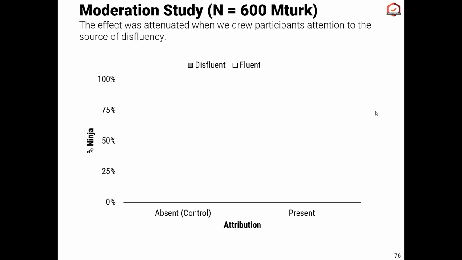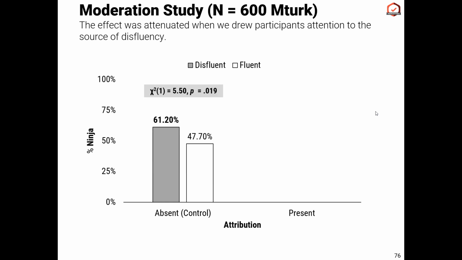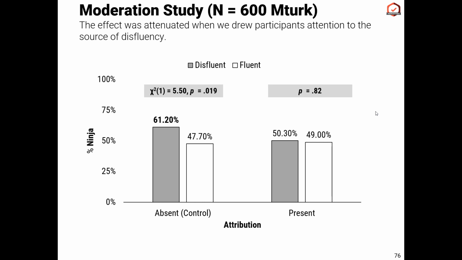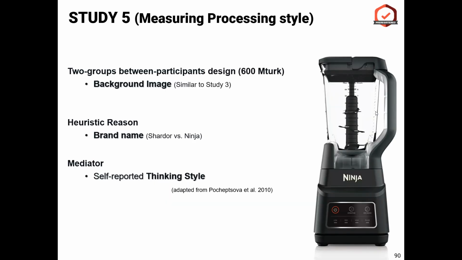We counterbalanced the order of both brand name and also background image. So following our expectation, we found that in the control condition, when we didn't inform participants about the source of disfluency, we could replicate our previous findings. People choose more often the Ninja Blender, but when we draw participants' attention to the source of disfluency, the effect was gone.